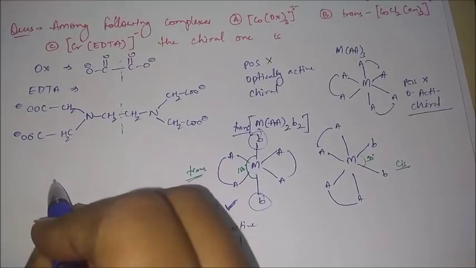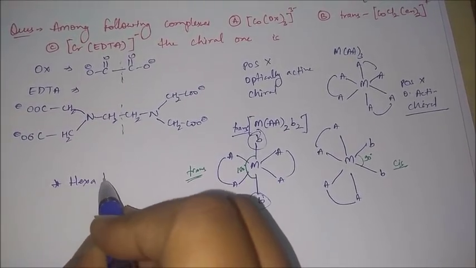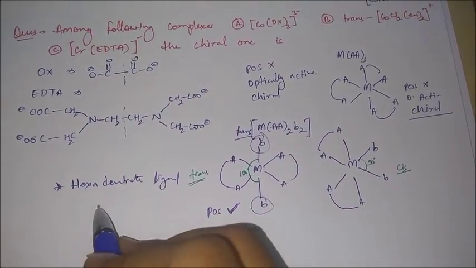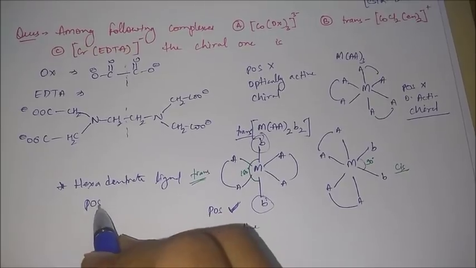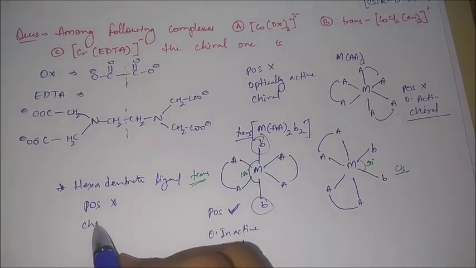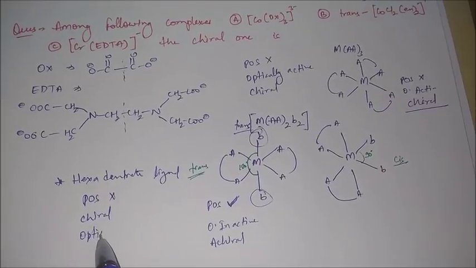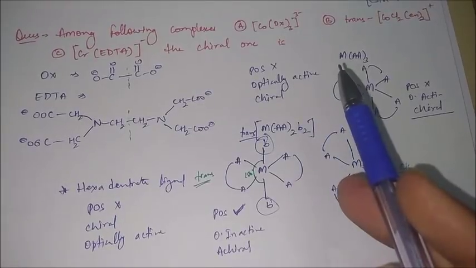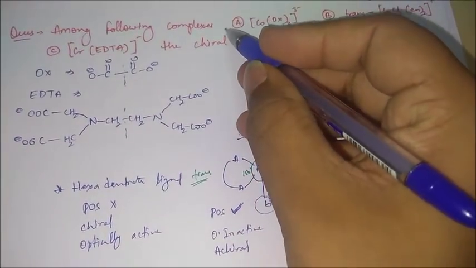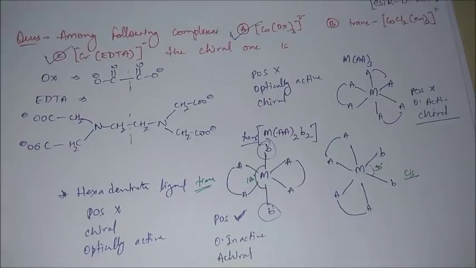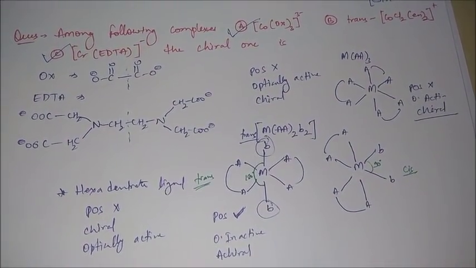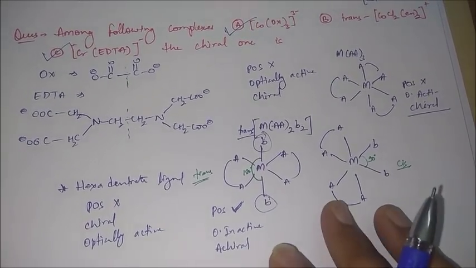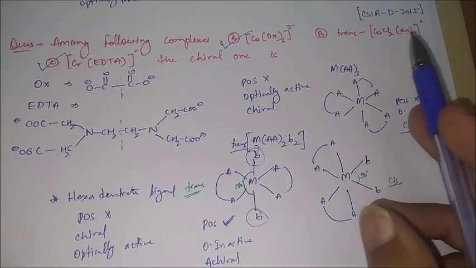So for a hexadentate ligand, a plane of symmetry is not there, and this is chiral, and this is optically active. So how many of these complexes will be optically active? A is optically active and C is optically active. So in the options there were A and B, B and C, A and C. The option in which A and C were there will be the correct option. So in this way you could have got 4 marks in CSIR December 2015.